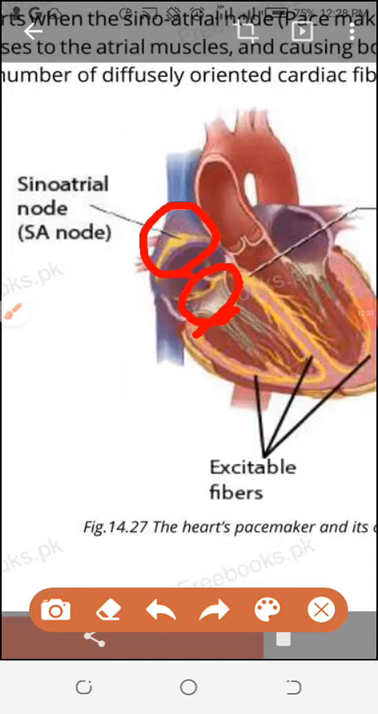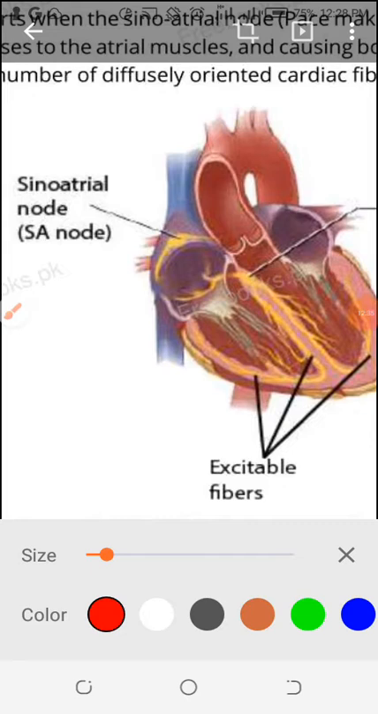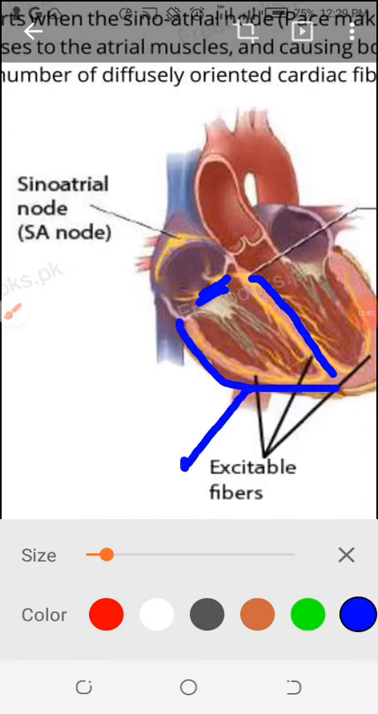Atrioventricular nodes. So these are the atrioventricular nodes situated. And now the problem is how they reach the current towards the targeted side. They reach the current to the targeted side by fibers. Those fibers are excitable fibers. I'm naming them here: excitable fibers, written Purkinje fibers.